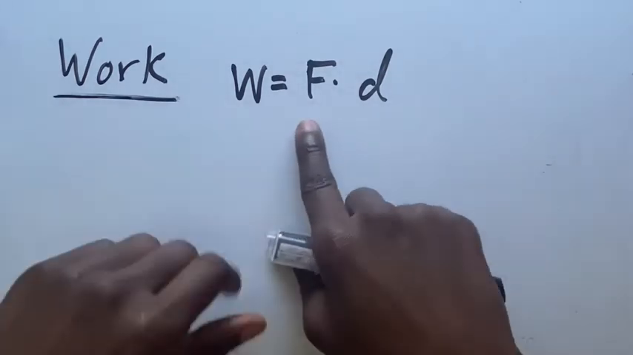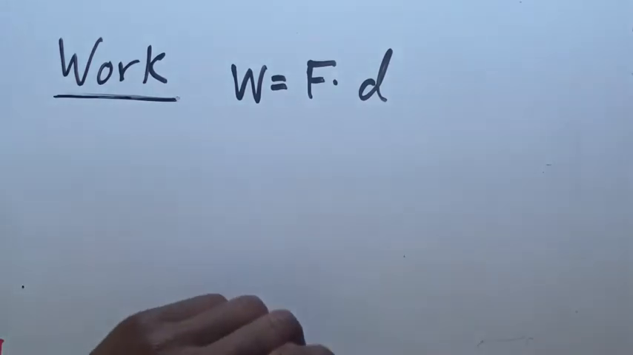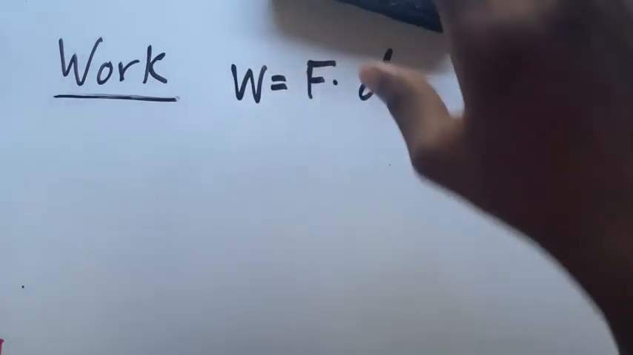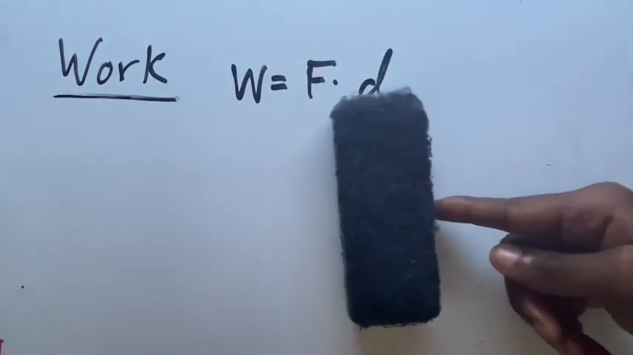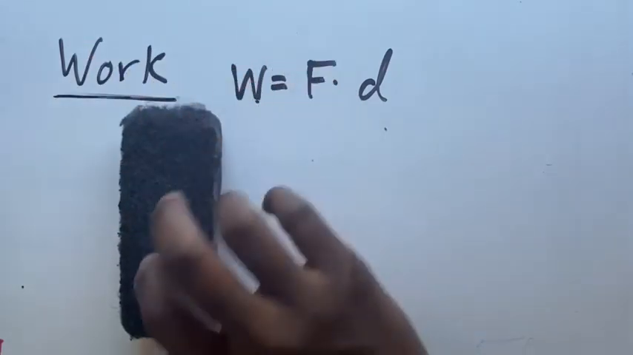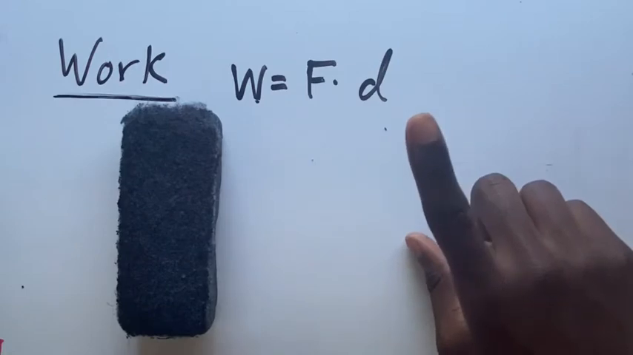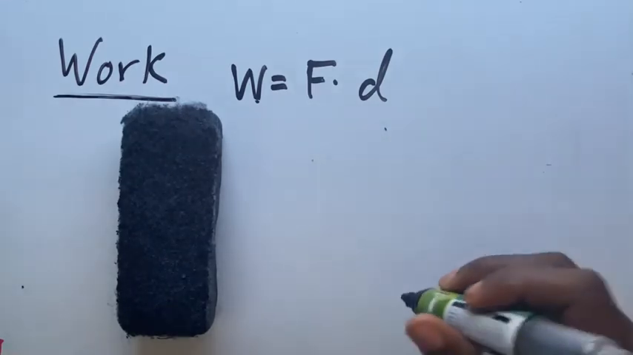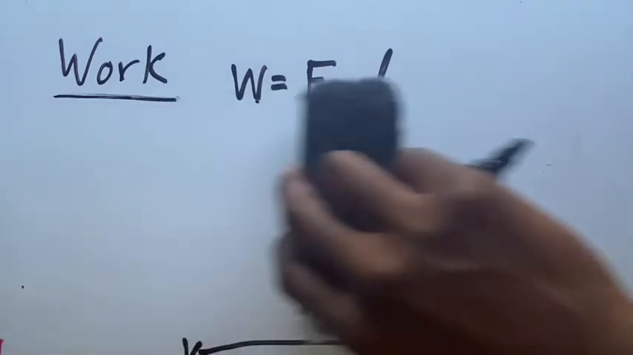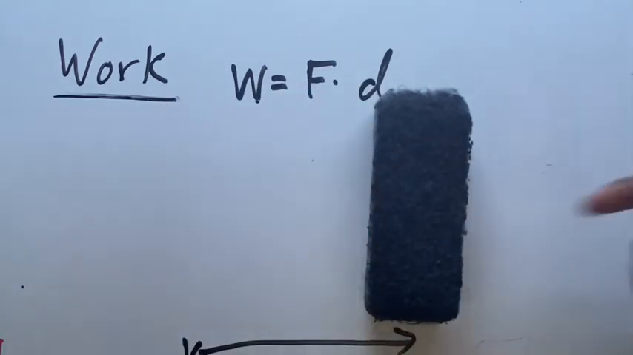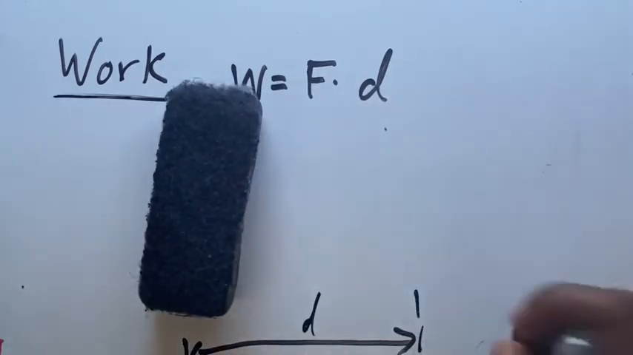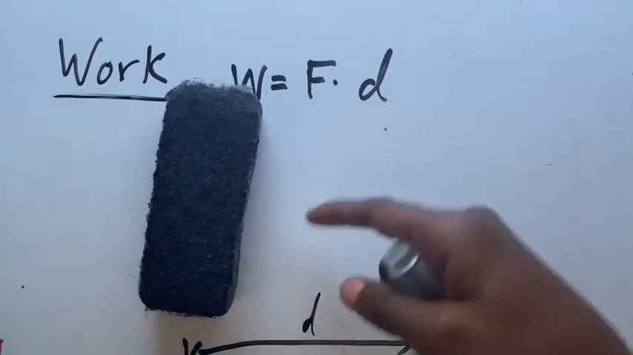So basically, if I have, let's say, my eraser here, and I apply a force over it this way, the amount of work that I apply to this eraser would be the amount of force that I push on it with my hand times this distance here, basically the distance that I pushed over that eraser. So that would be the work done.